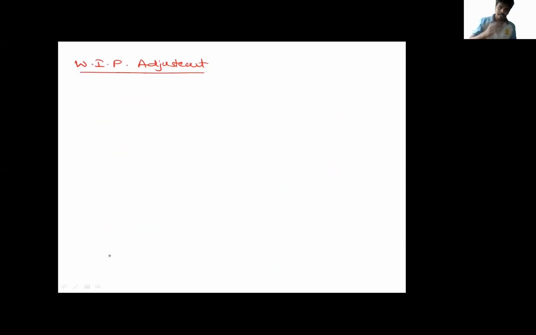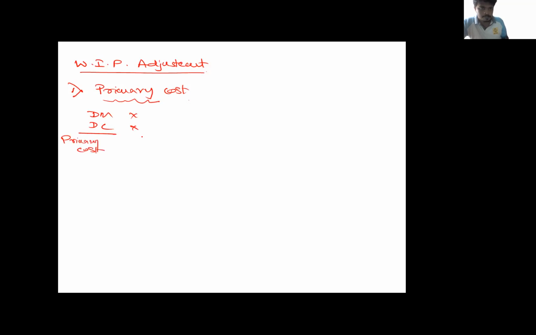Okay, that part. Then I will show how to do the work in progress adjustment. There are two main ways to do the work in progress adjustment. One is doing it for primary cost. How to do? We need to take the primary cost, direct material, direct labor, also known as the primary cost.